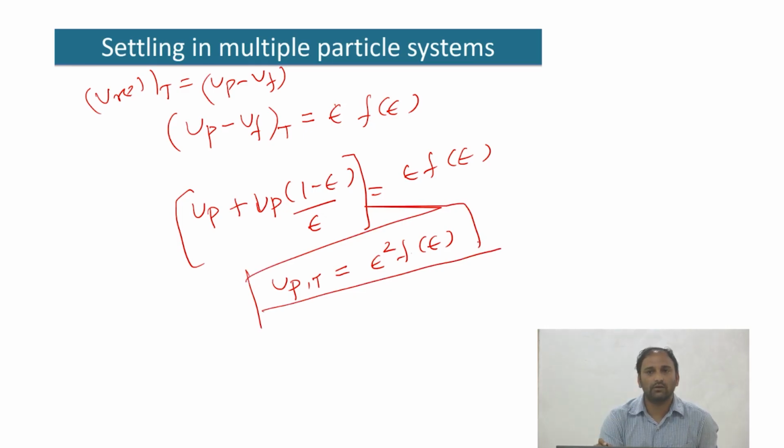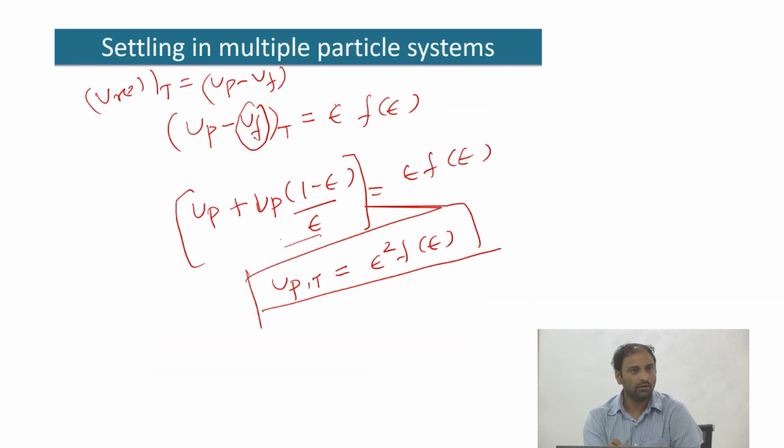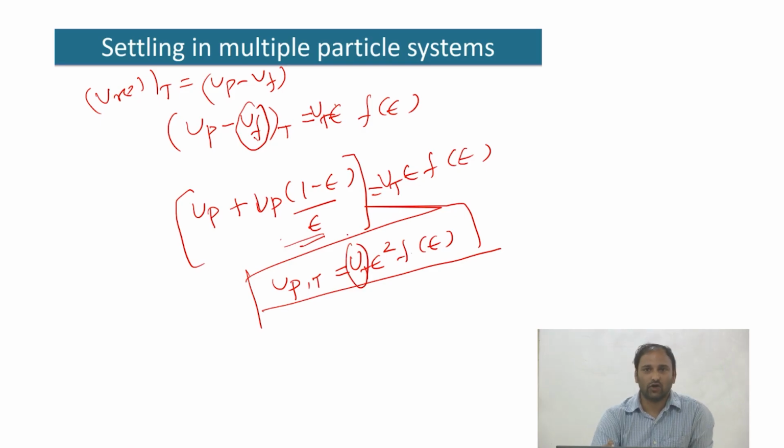Is it okay? What is that, on the right hand side? No, because see, I'm basically replacing UF in terms of UP into (1 minus epsilon) divided by epsilon. That's what I've done here. Oh yeah, sorry, there's UT here. I'm sorry about that. That is your free settling velocity, the settling velocity under free settling conditions.